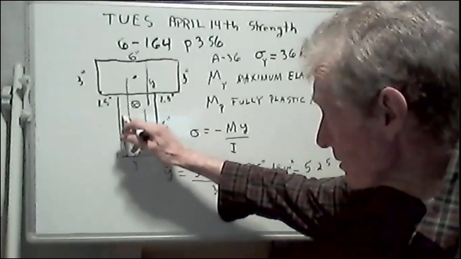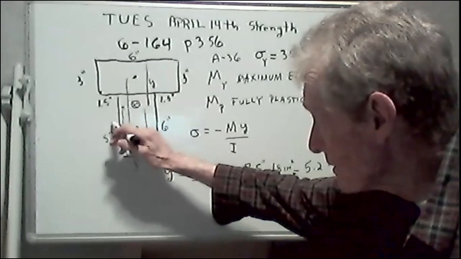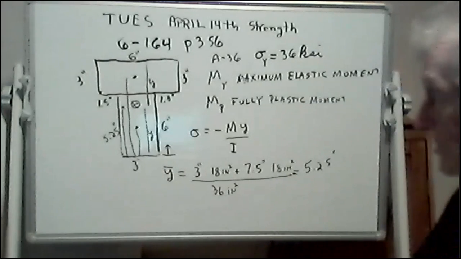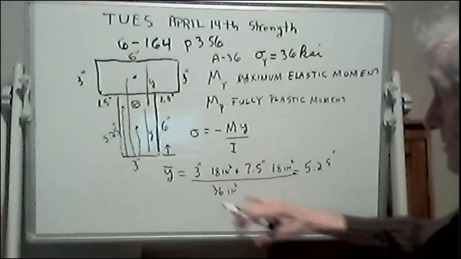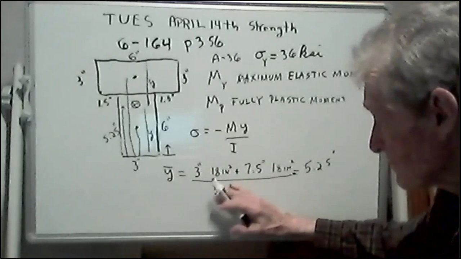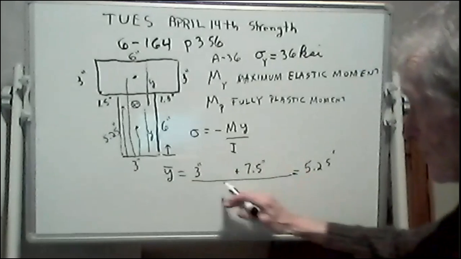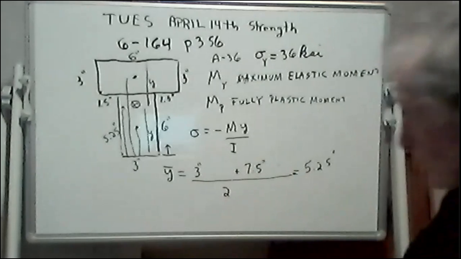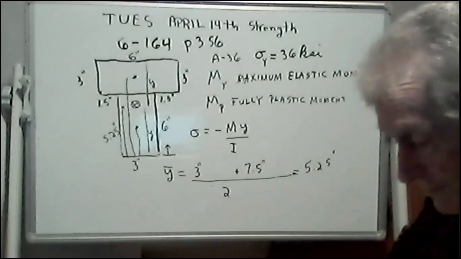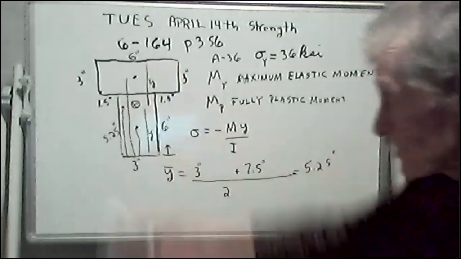This distance from here up to here is 5.25 inches. Now you could have done that a lot easier. You didn't need these 18 square inches. You could have just taken 3 and 7.5 and divided by 2, and you would have gotten your 5.25. Did that make sense? Probably not. But it's halfway. It's going to be halfway in between if these areas are the same.